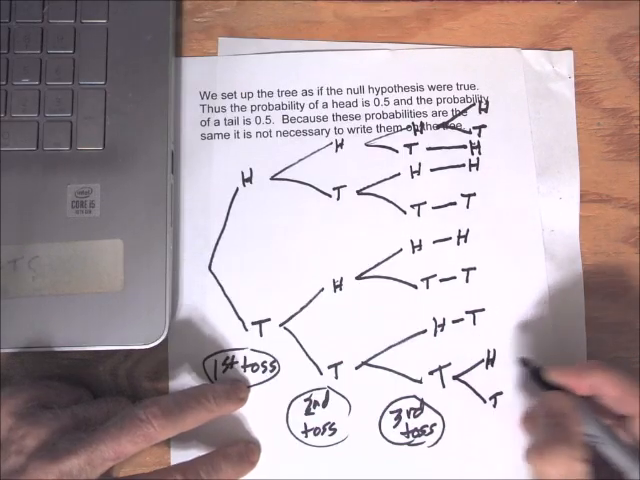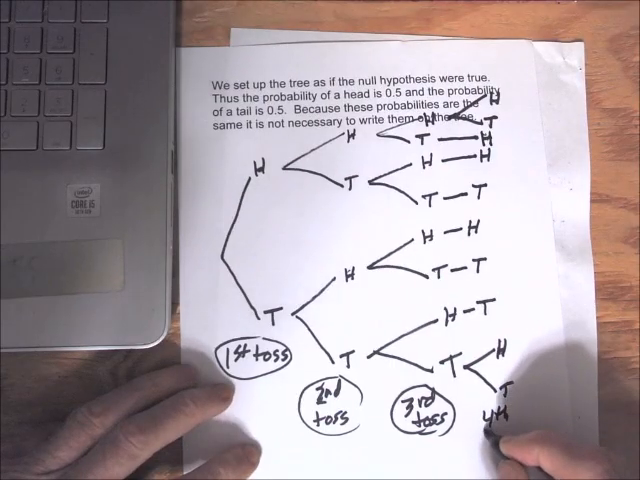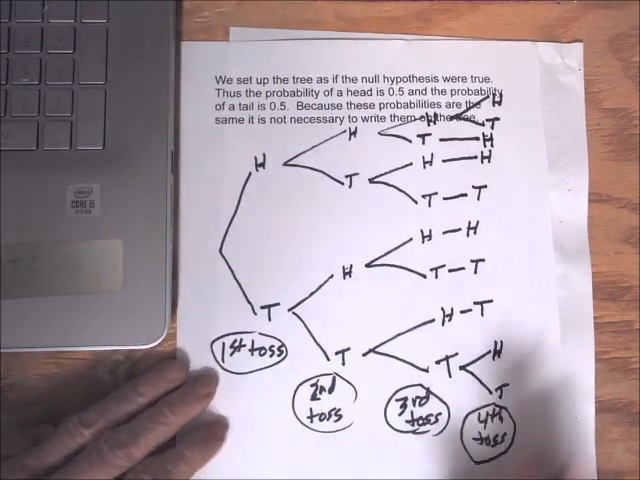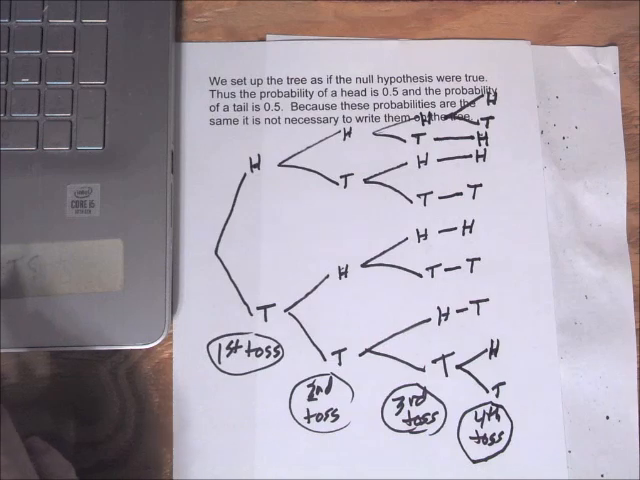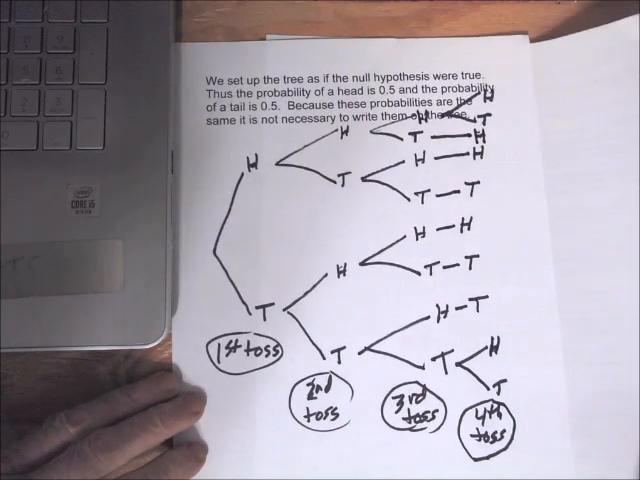I'm just doing a little shortcut for the 4th toss. I'm not writing down all the possibilities, but just for convenience, I'm just writing down the possibilities where we have either at least 3 heads or at least 3 tails. Okay.